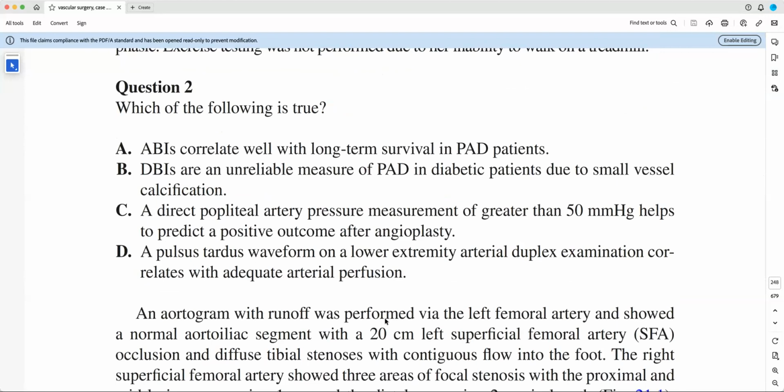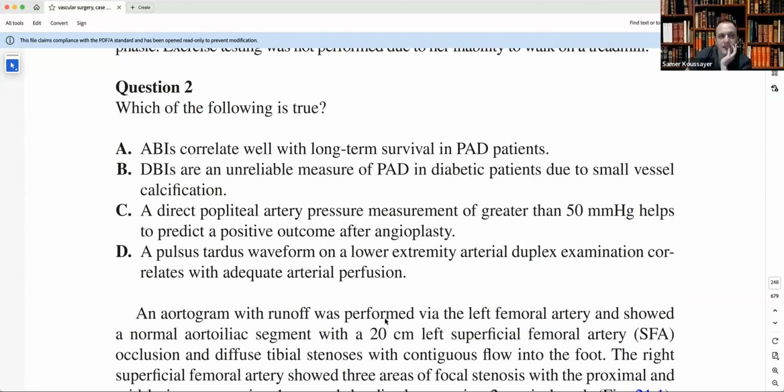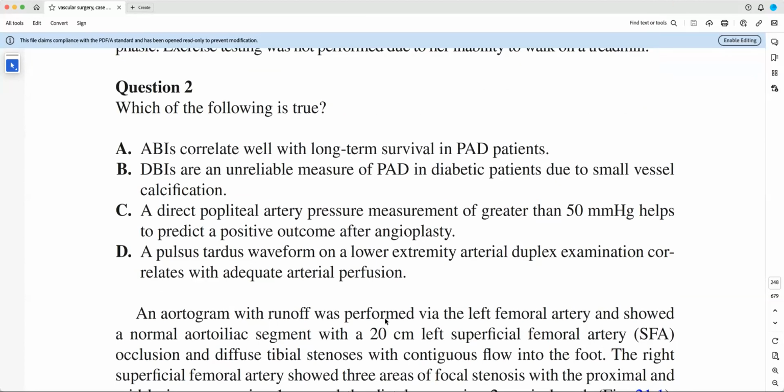Which of the following is true? A, ABI correlates well with long-term survival in peripheral arterial disease patients. Let's go one by one. Osama, ABI correlates well with long-term survival in PAD patients. Correct or wrong, do you think? It's the right answer, because in patients with highly calcified arteries, maybe we get a wrong reading of ABIs.